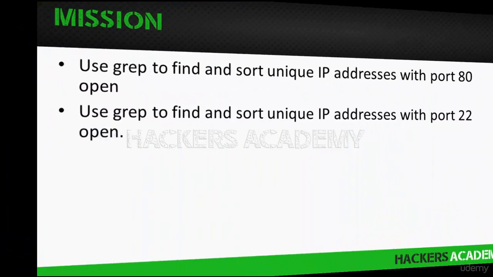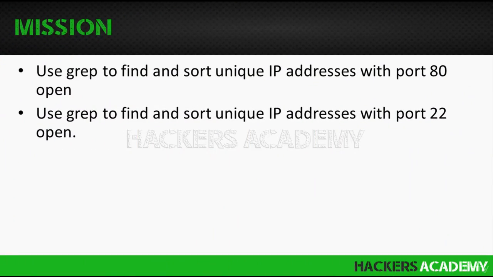So here's your mission for this section. Use grep to find and sort unique IP addresses with port 80 open. Do the same thing for port 22. Use grep again to find and sort unique IP addresses with port 22 open. You'll have the output.gnmap file available for you to download. Download it and complete your mission. Once you're done and ready, we can move on to the next section.